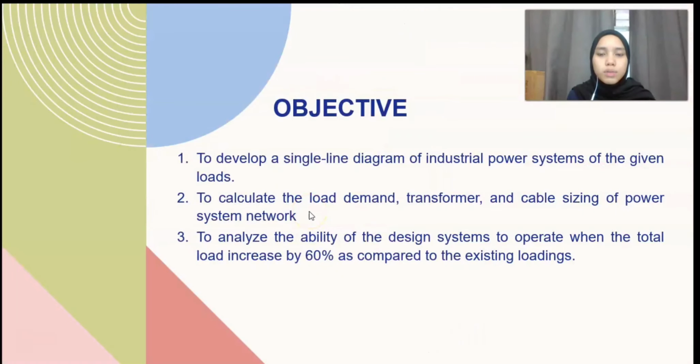There are three objectives of this project. The first one is to develop a single line diagram of industrial power system of the given loads. The second one is to calculate load demand, transformer, and cable sizing of the power system network. And the third one is to analyze the ability of the design system to operate when total load increased by 60% as compared to the existing loadings.